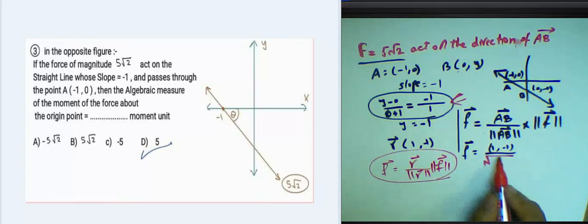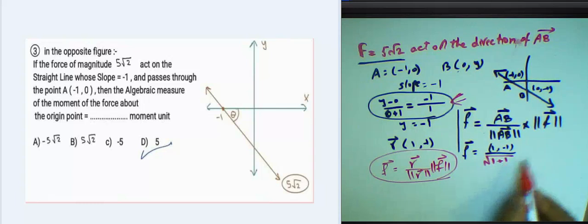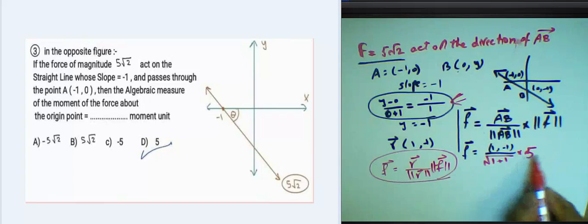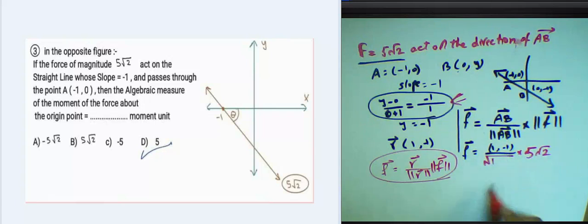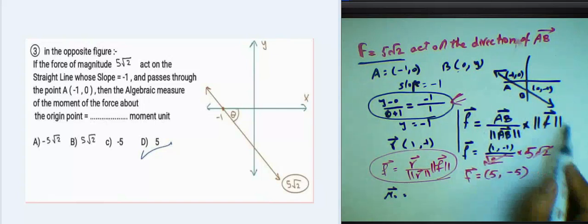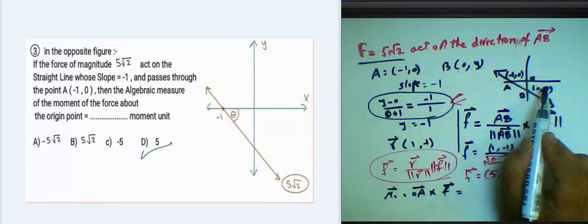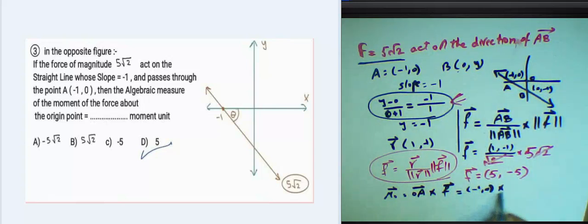Over the square root of 1 squared plus negative 1 squared, which equals square root of 2, multiplied by the magnitude of the force, which they gave us as 5 root 2. You can cancel root 2 by root 2, so the force will be 5 and negative 5. And then we can find the moment. It acts on AB, so it will be vector OA cross the force. OA is A subtract O, which is negative 1 and 0, cross the force 5 and negative 5.